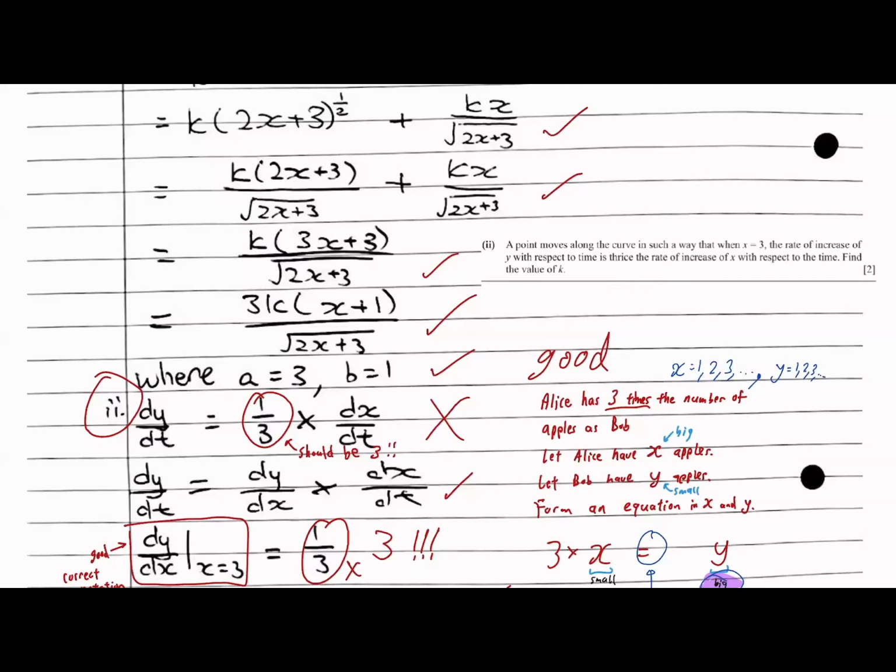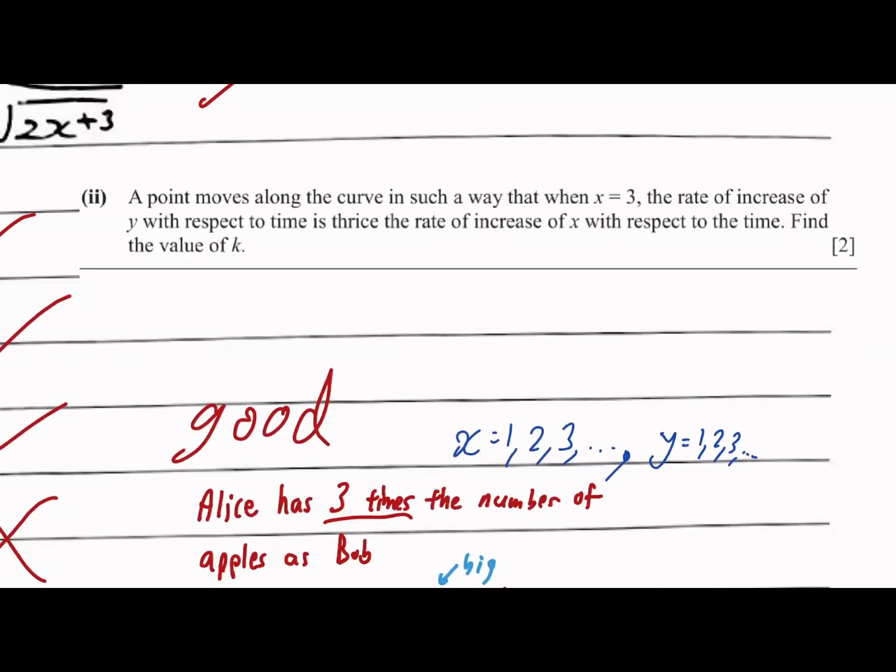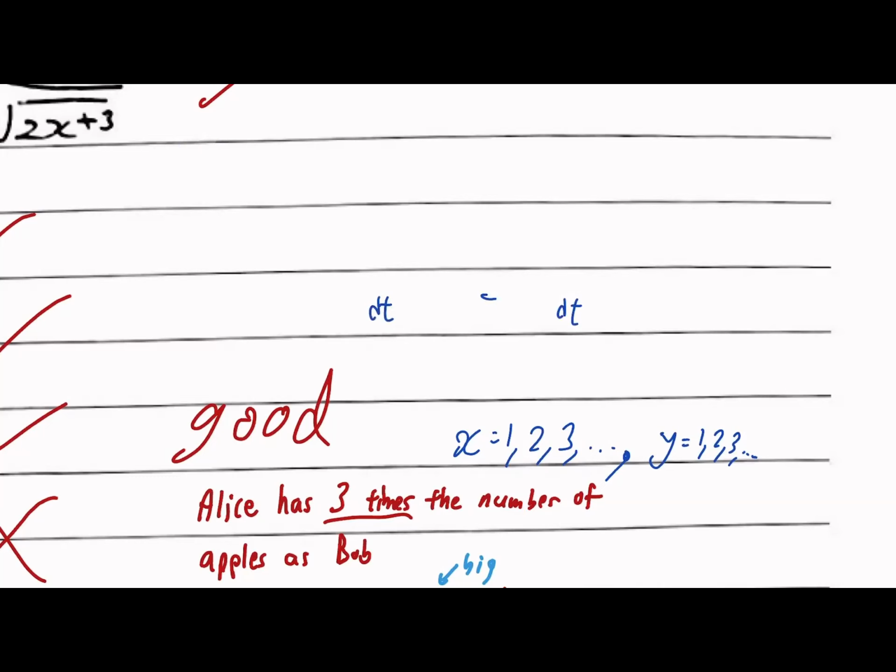Let's read the question. A point moves along the curve in such a way that when x equals 3, the rate of increase of y with respect to time is thrice the rate of increase of x with respect to time. So you know that there's a 3 times going on already. There's a dy by dt. There's a dx by dt. Then there's a times 3 going on. Is it times 3 here or is it times 3 here? Either or, right? Which is which?